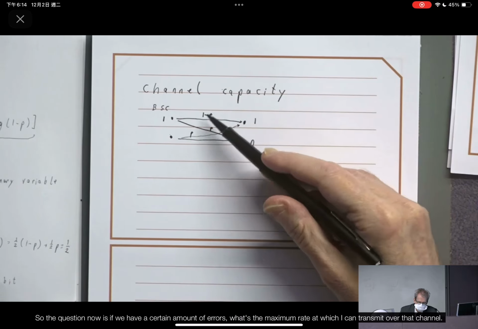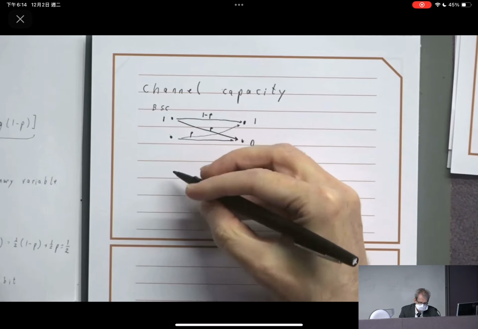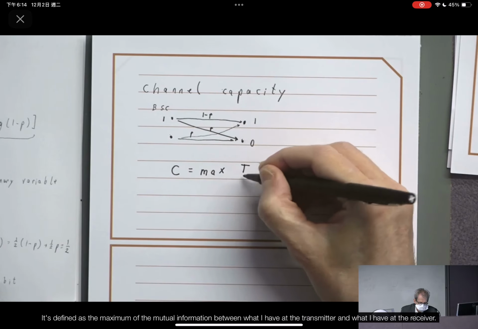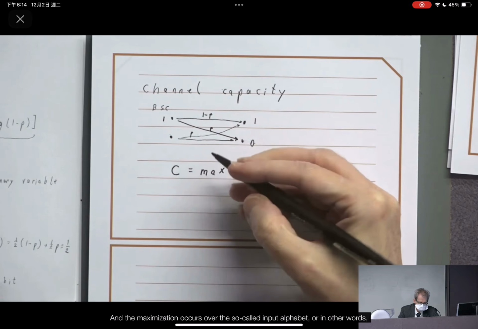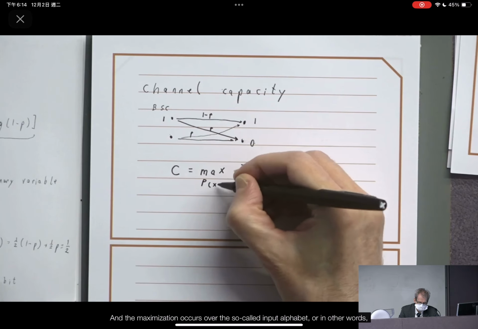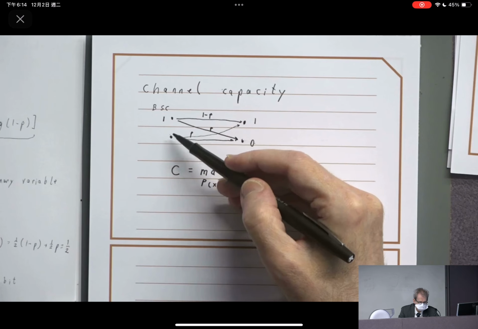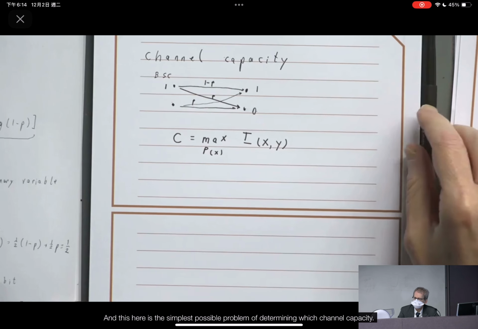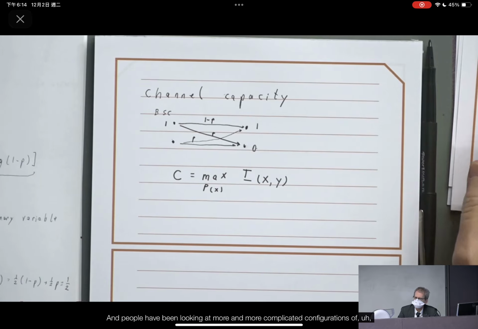So the question now is, if we have a certain amount of errors, what's the maximum rate at which I can transmit over that channel? And that is known as the channel capacity. It's defined as the maximum of the mutual information between what I have at the transmitter and what I have at the receiver, and the maximization occurs over the so-called input alphabet, or in other words, the probability mass function of x. And this here is the simplest possible problem of determining channel capacity, and people have been looking at more and more complicated configurations of channels with interferers and with relays and all sorts of stuff over the past 80 years.